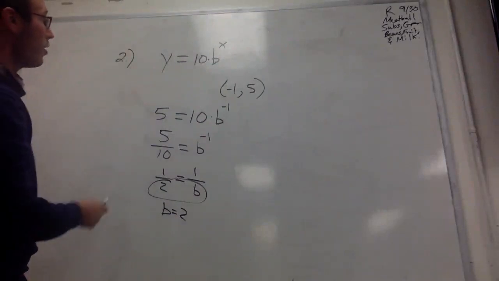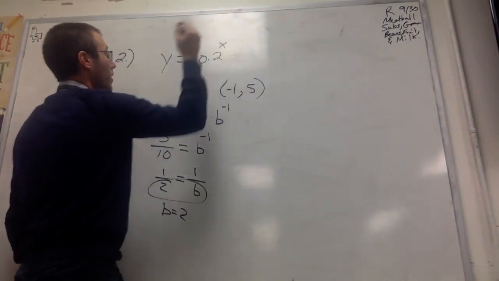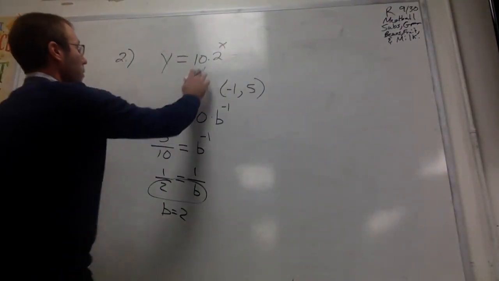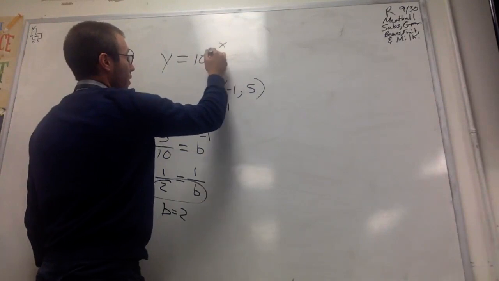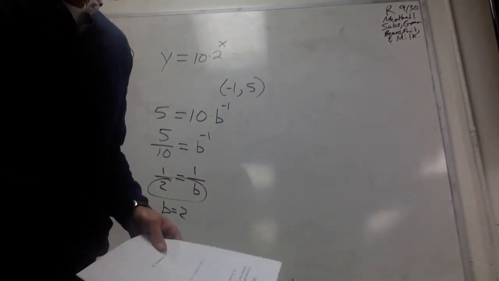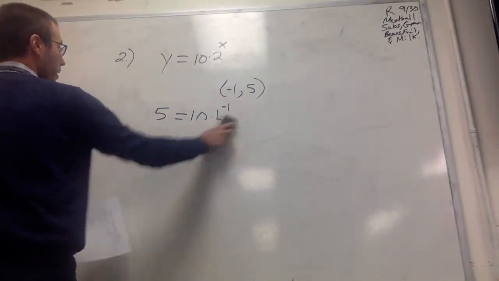So I look at my function up here, I replace b with 2. And that's my exponential function there. 10 times 2 to the power of x. Let's go over 3.